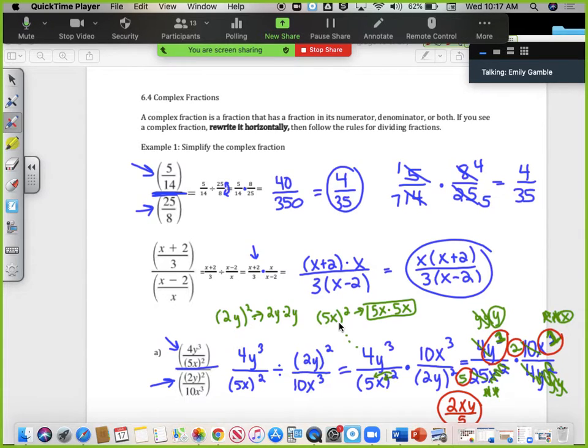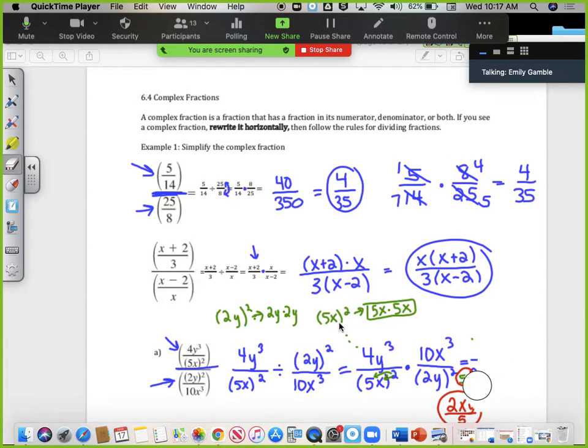If you like cross-canceling, then this is the way to go. It just gets a little bit confusing along the way. If you don't like cross canceling and you have no idea what I just did, then let me show you this other method, which is just multiply, deal with it, and then simplify.